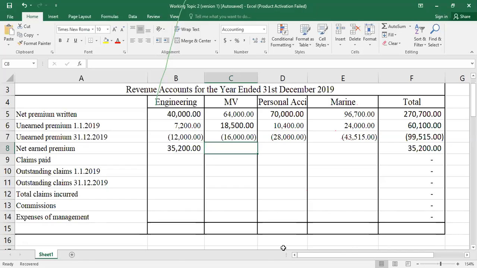Then we go to the net earned premium. You've been given the figures for the net earned premium. We'll just put the figures as they appear there. Do you have the figures? Yes. So it will be 40 plus the 7,2, then we subtract the 12,000, and we get the figures. So we are totaling. What will you get for the motor vehicle? Now we should be together. Motor vehicle, what are you getting for motor vehicle?